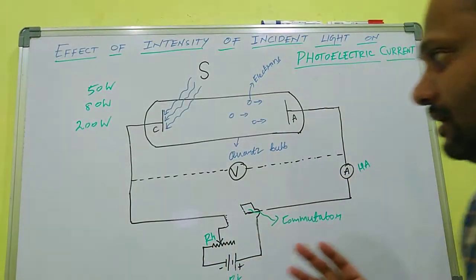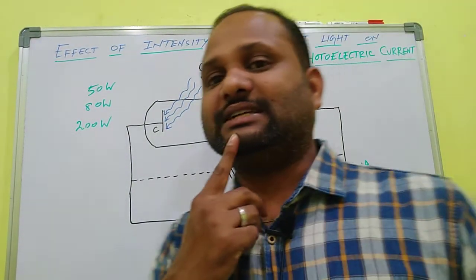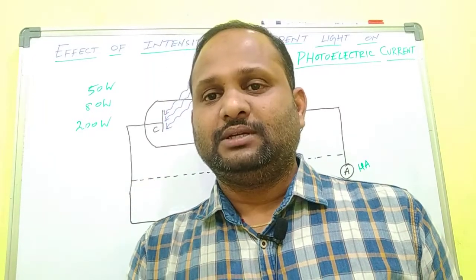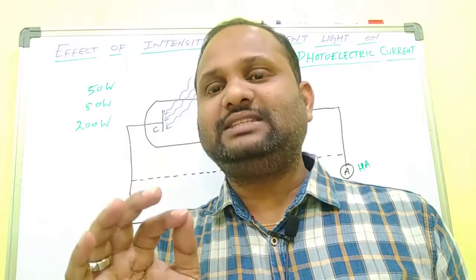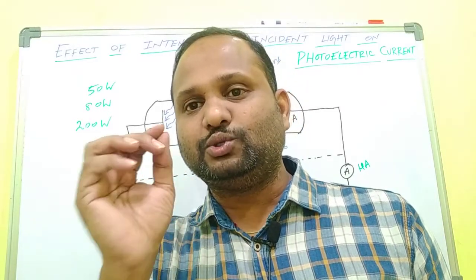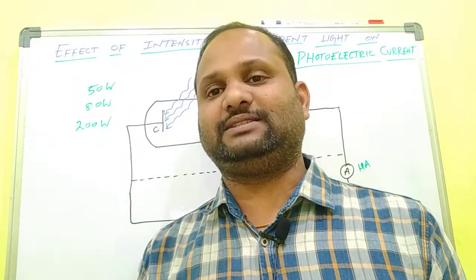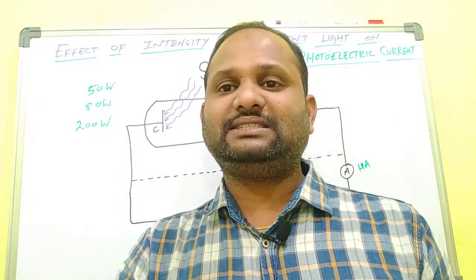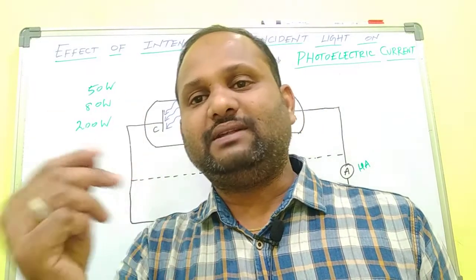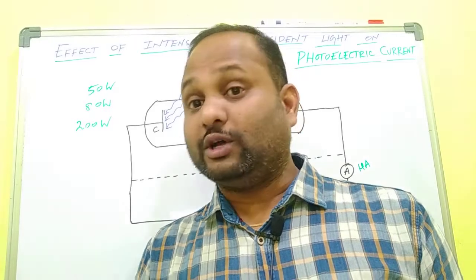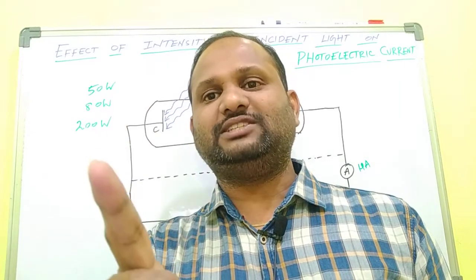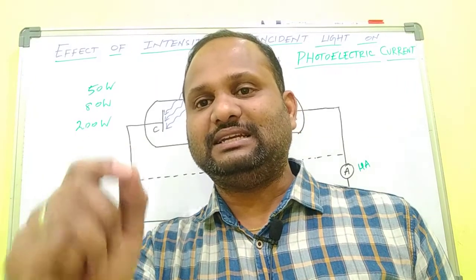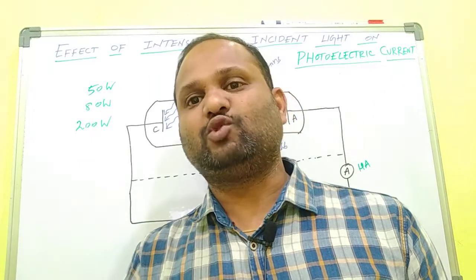Then another one is what? It is frequency. How to change the frequency of the incident radiation? If you want to change the frequency of the incident radiation, you should change the color of the incident light. Different colors have different wavelengths. So if the wavelength changes, frequency also changes, because frequency and wavelength are inversely proportional. We know very well about that. So if you want to change the frequency, you should change the color. If you want to change the intensity, you should increase or decrease the power of the source.